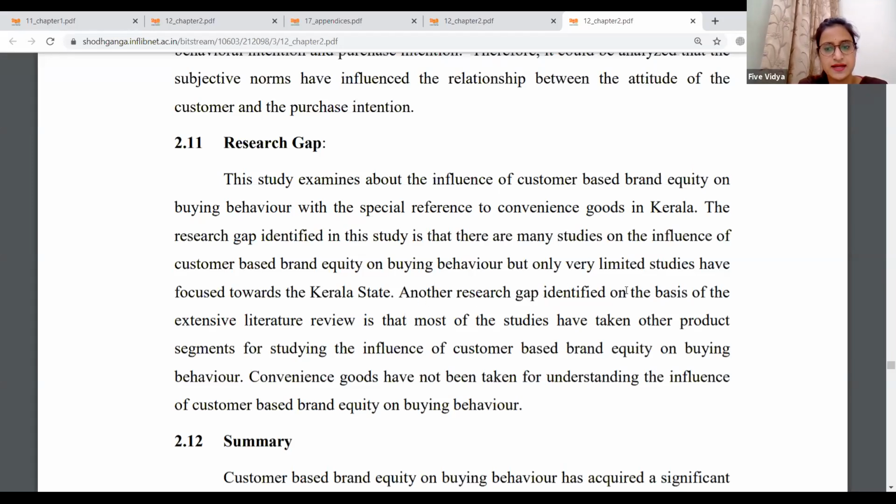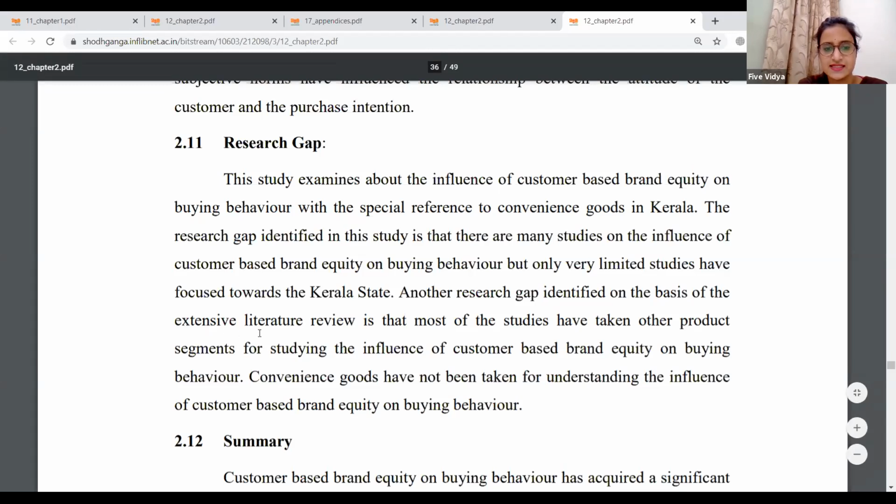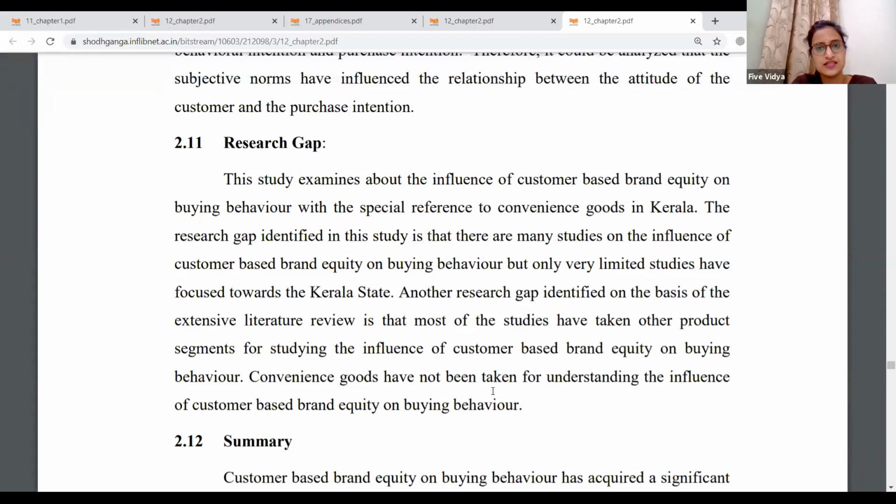Another research gap identified on the basis of the extensive literature review is that most of the studies have taken other product segments for studying the influence of customer-based brand equity on buying behavior. So we have used convenience goods here. Convenience goods have not been taken for understanding the influence of customer-based brand equity on buying behavior. So this research gap you identify after doing the literature review, and this is how you can present your research gap in your literature review chapter.